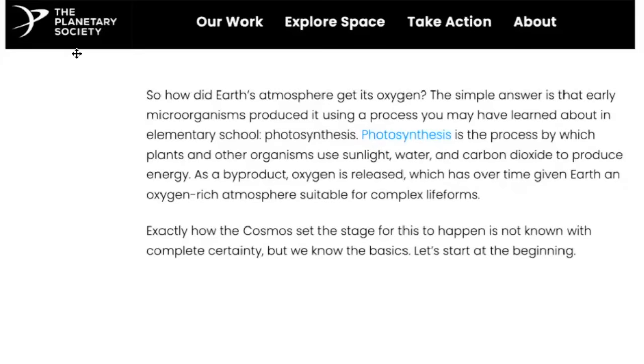Here's the Planetary Society. Let's see what they say. So how did Earth's atmosphere get its oxygen? The simple answer is that early microorganisms produced it using a process you may have learned about in elementary school, photosynthesis. Yeah, we learned about it. No one talked about how that carbon dioxide came into existence without the oxide. So yeah, they try to make it seem very simple and that they know how it happened.